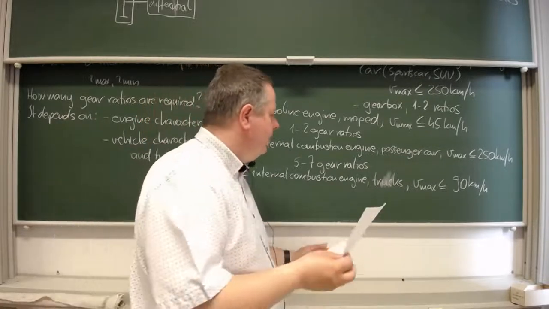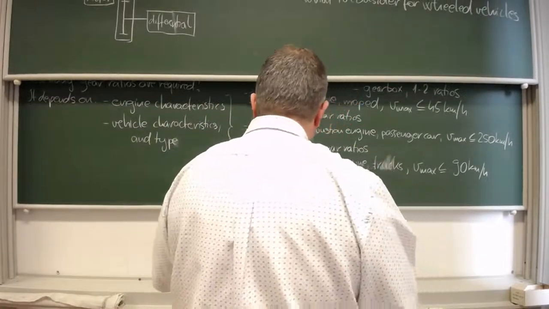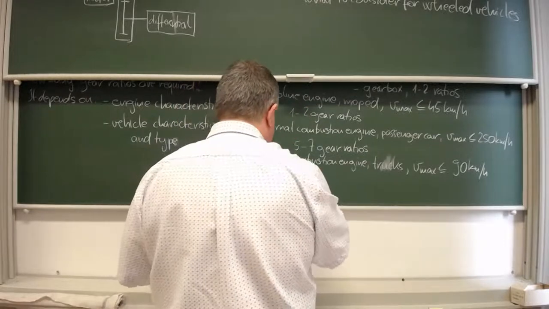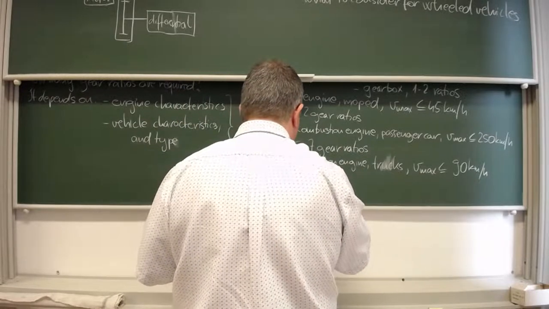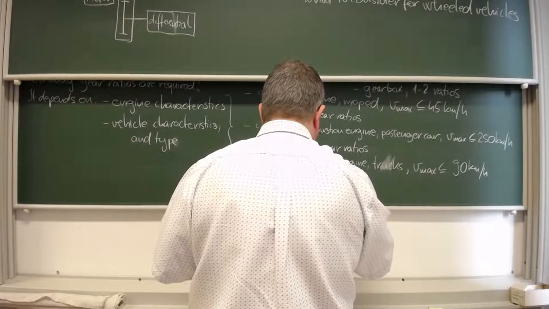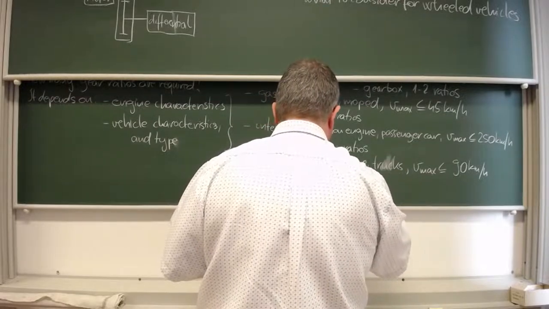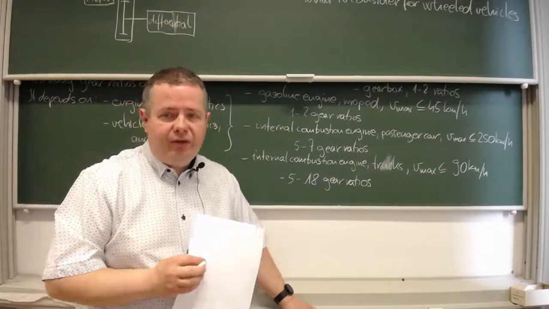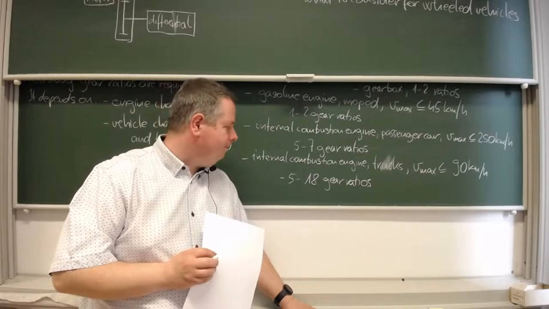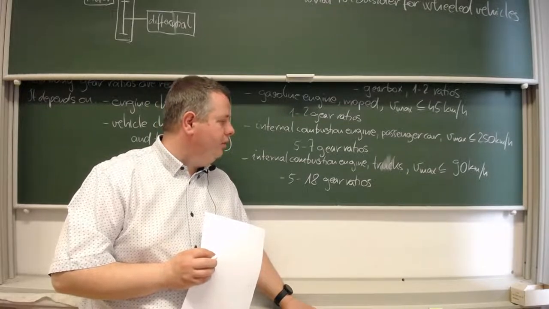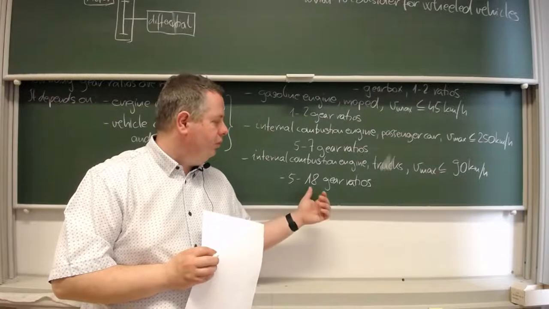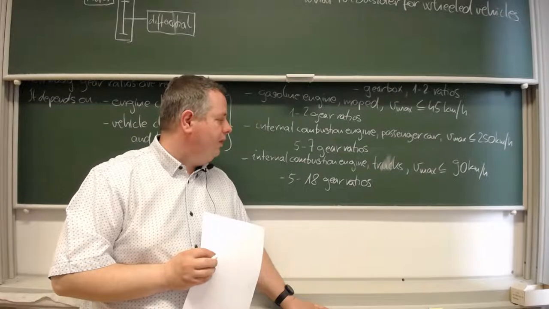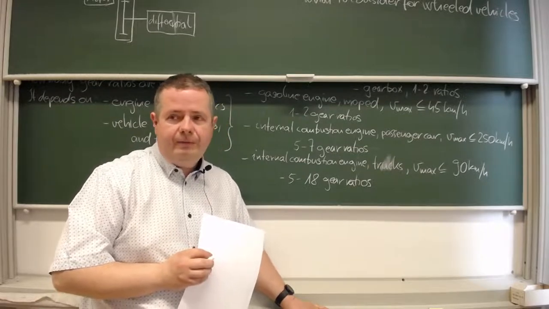And then, as they use diesel engines, and diesel engines are known to have a very narrow useful power domain, here we get 5 to 18 gear ratios. And 5 is a normal case for a smaller truck, let's say a 3.5-ton truck. But for a 40, 42, 45-ton truck, for sure it has at least 16 mechanical gears. So a complicated gearbox structure is required.